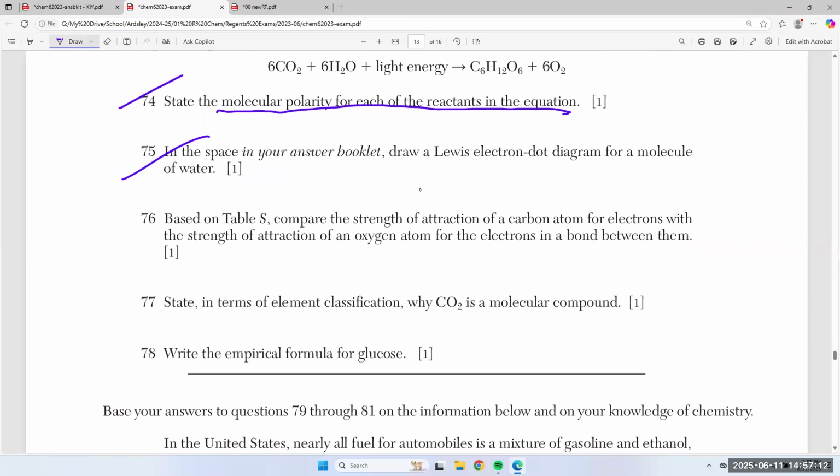Based on Table S, compare the strength of attraction of a carbon atom for electrons with the strength of attraction of an oxygen atom for the electrons in a bond between them. Well, first of all, what do we know, right? Guys, we can actually do this without the reference table, right? Think about it. LEO says GER, right? What's oxygen doing? Gaining electrons, right? So what does it tell you about the strength of oxygen for pulling electrons, right?